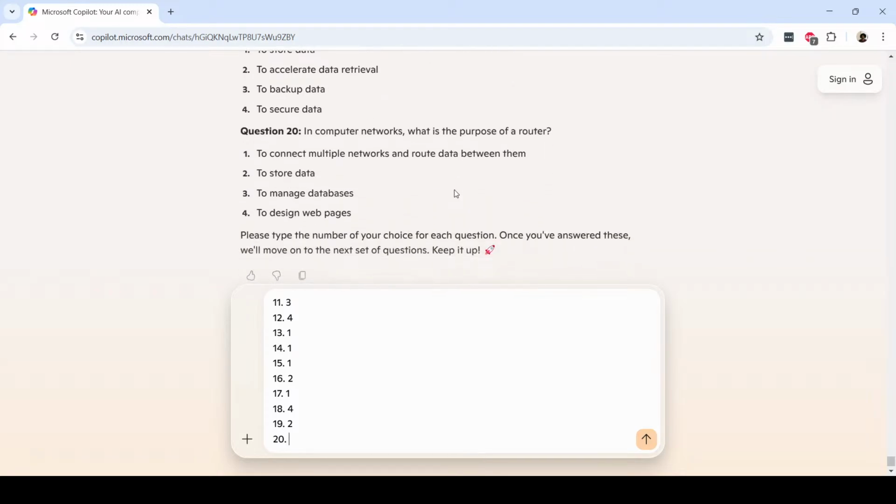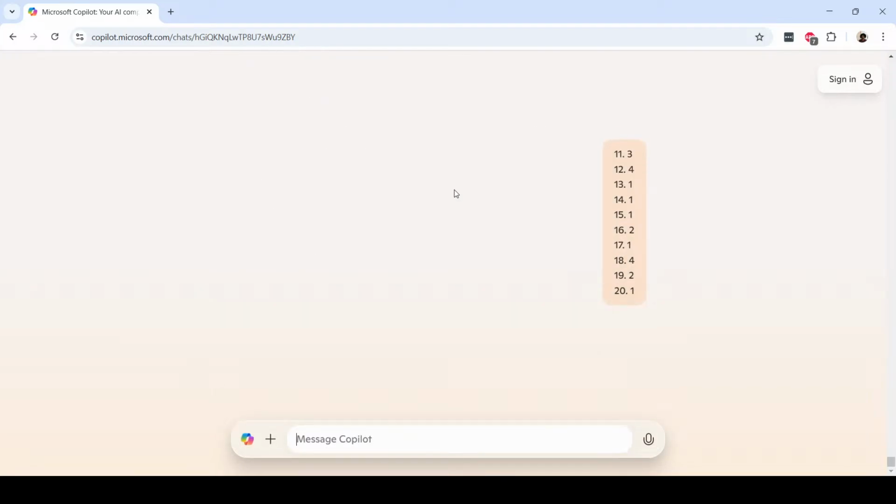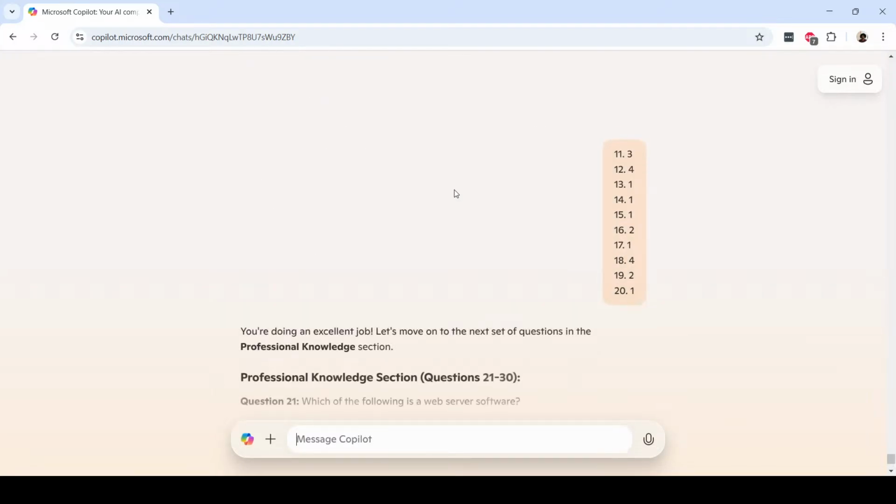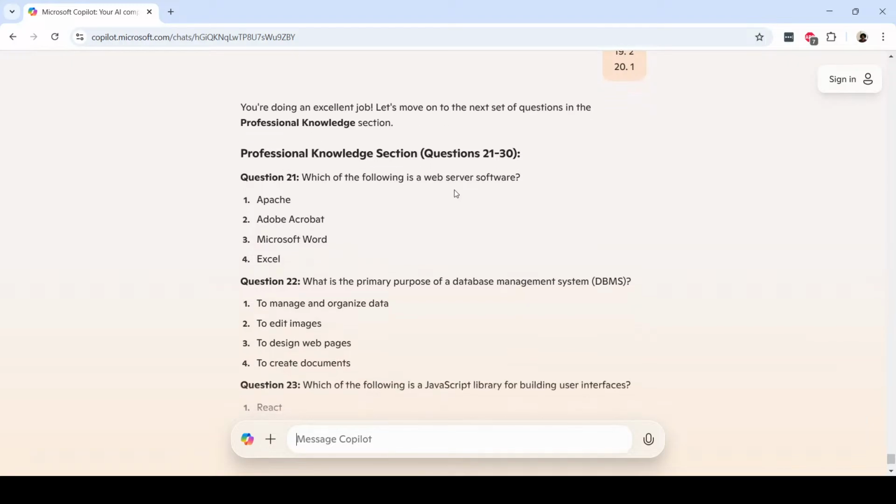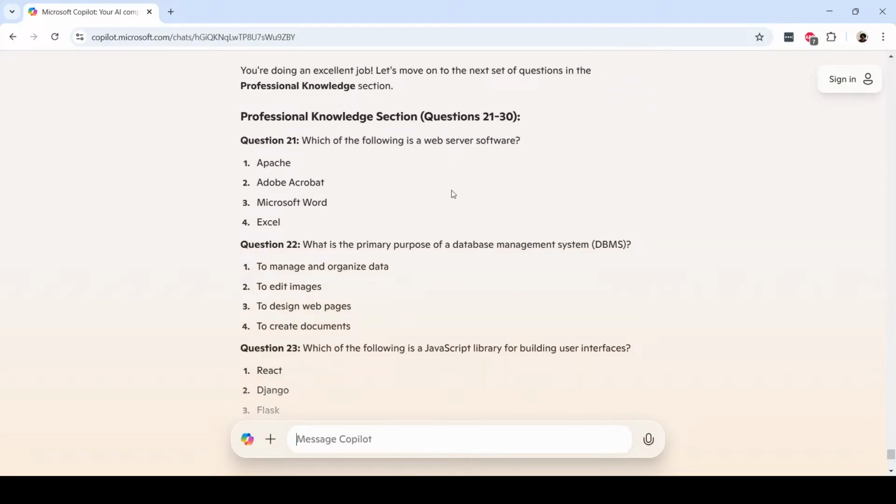In computer networks, what is the purpose of a router? To connect multiple networks and route data between them. Yes. Which of the following is a web server software? Web server software. Apache.